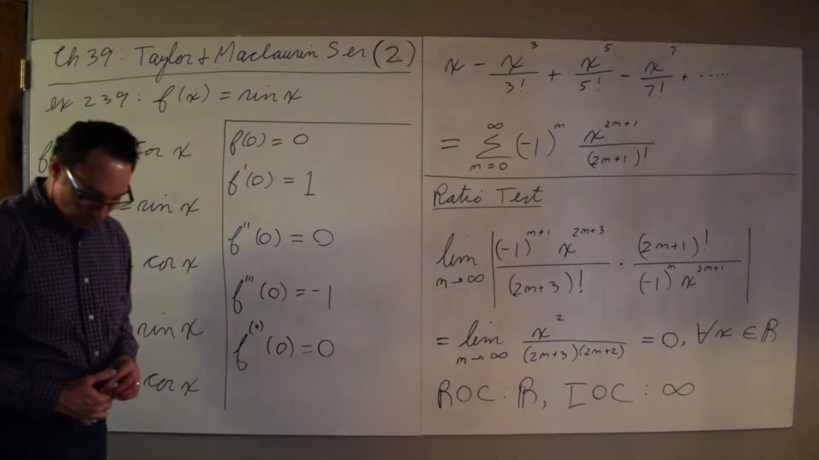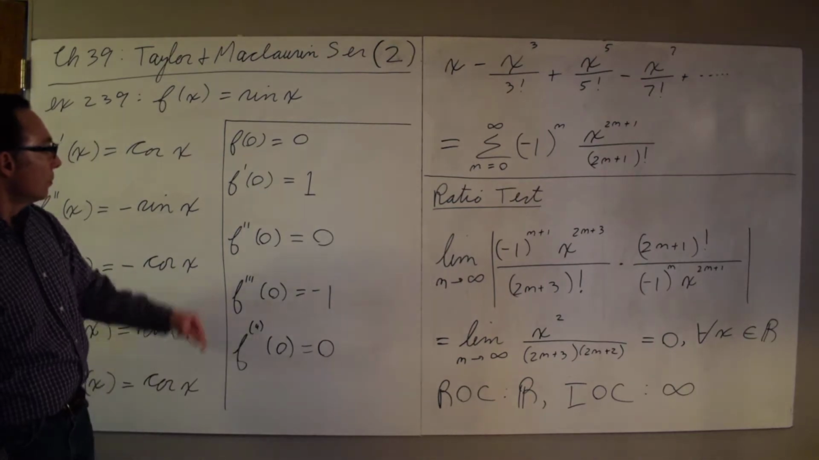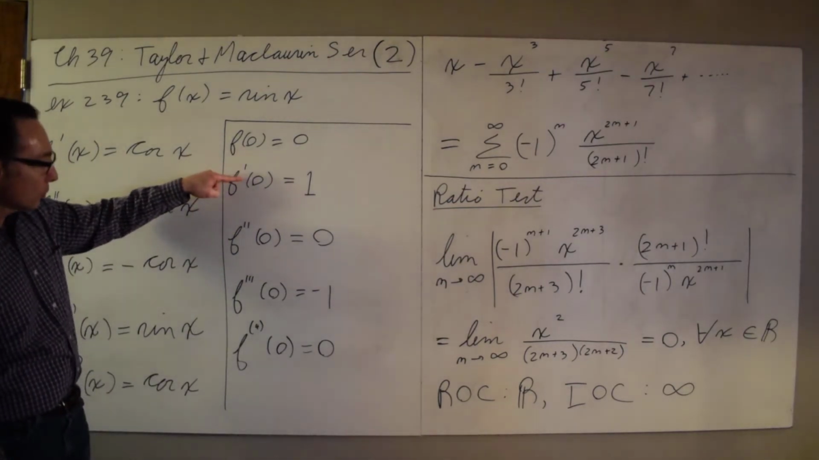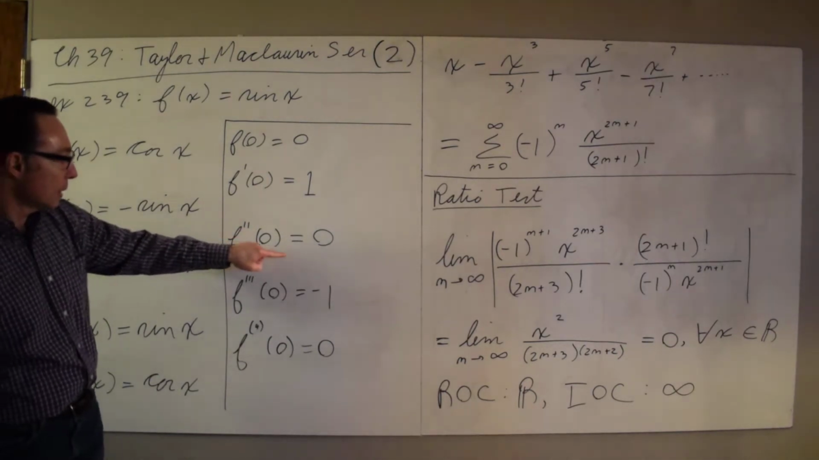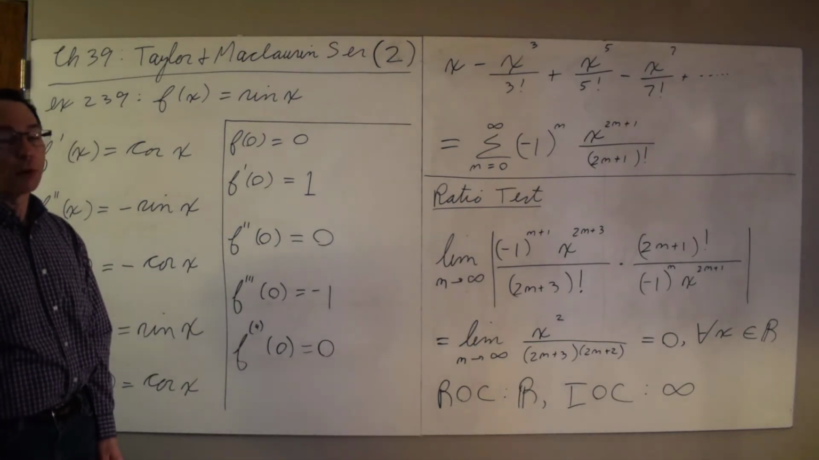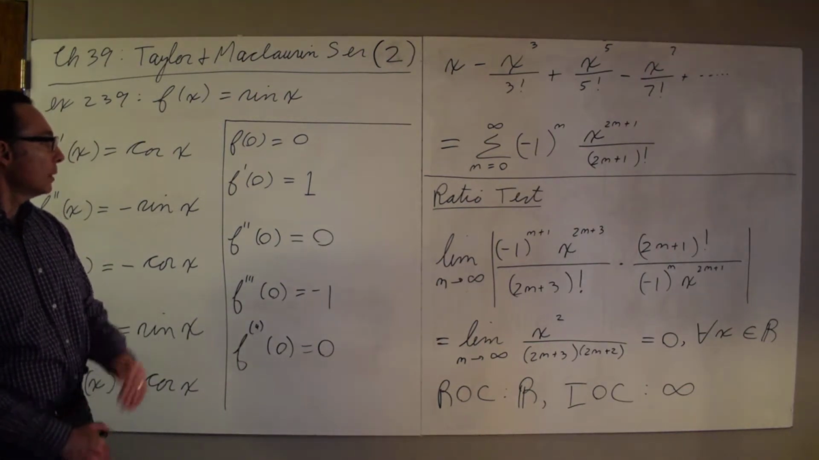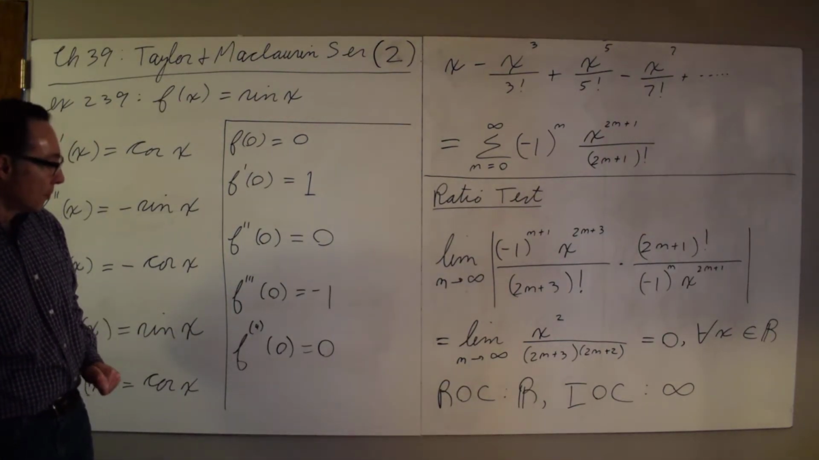So we evaluate these derivatives at 0: f of 0, the first derivative evaluated at 0, the second derivative of f at 0, third derivative, fourth derivative, etc. We evaluate these until we see a pattern.